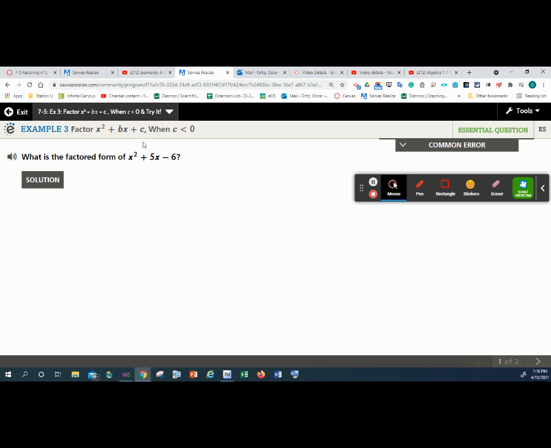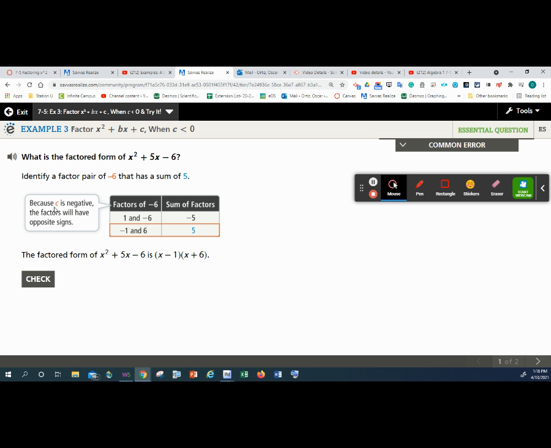So example number 3, it says, well, now what if the number c, or the constant in the trinomial, is a negative number? So we'll see what to do. I know that my multiplication or product is supposed to be negative, so my factors need to have different signs, opposite signs. So if one is positive, then one will be negative, and vice versa. If we start with 1, 1 times negative 6 equals negative 6. And when we add those two, we get negative 5, which is not what we need. We need positive 5 in the middle.